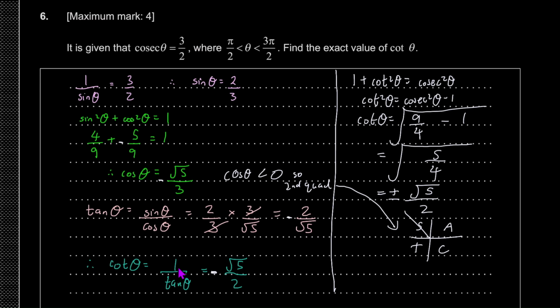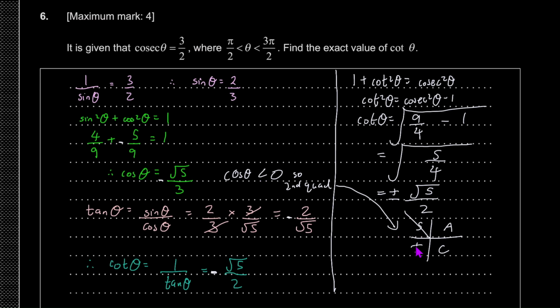And since we know cot theta is the reciprocal of this, it will become 1 over tan theta, which is root 5 over 2. Now, one thing that I missed from using this method is that your answer is negative. When I checked in the marking scheme, I really didn't understand why, but I realized that it is because cos theta is less than 0, and that means it's going to be in the second quadrant. And in the second quadrant, tan is always going to be negative. So that means you're going to have a negative value.